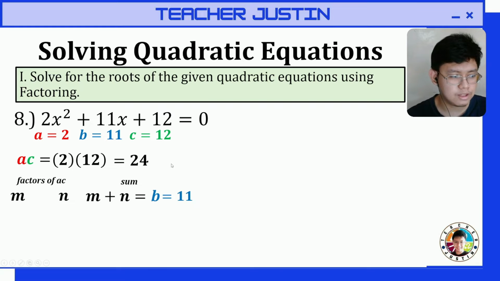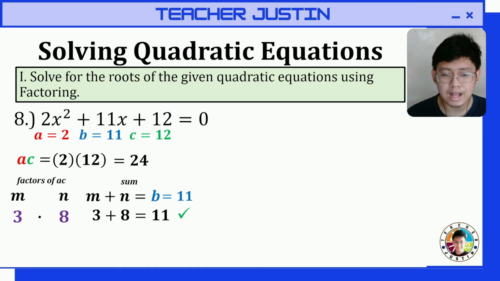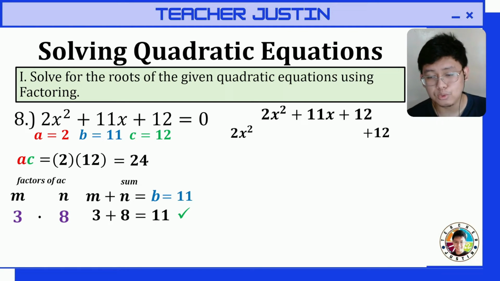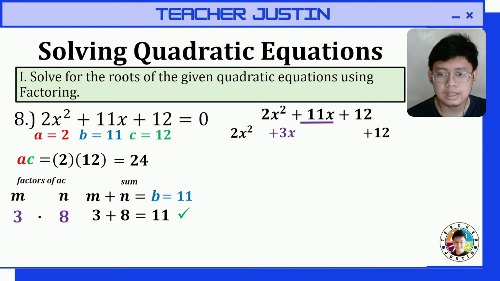So, factors of 24 can be 3 times 8. Okay, so 3 times 8 is 24. Tapos, pag inadd natin, the answer will be 11. So, nakuha na natin yung values of M and N natin na gagamitin sa pag-factor. Tapos, kopyahin natin yung polynomial, 2x squared plus 11x plus 12. So, sulat natin si 2x squared, pati si positive 12. Tapos, yung 11x, i-express natin siya as the sum of 3x plus 8x.